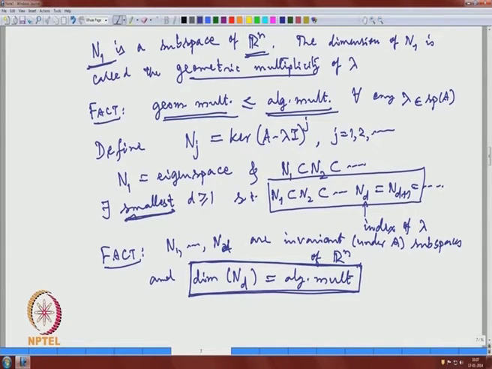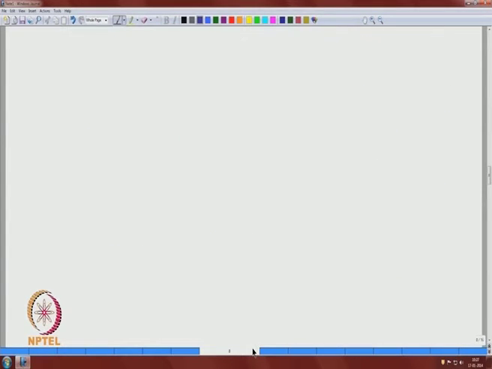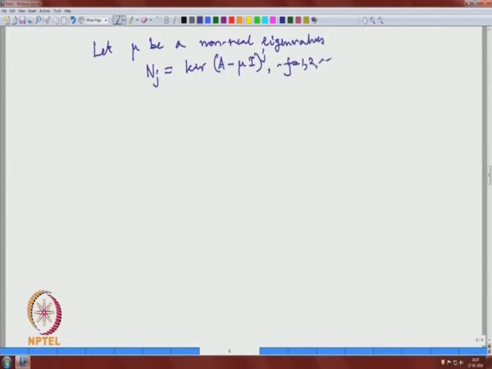So, you do this for every eigenvalue. So, let mu be a non-real eigenvalue, okay, and again you form the same thing. There is no problem: the kernel of (A minus mu I) to the power j, j equal to 1 to n, and it will have some index.